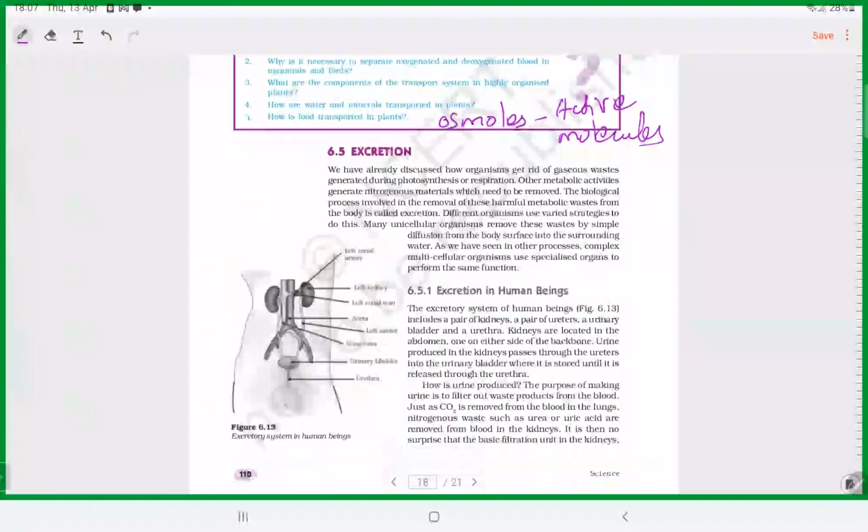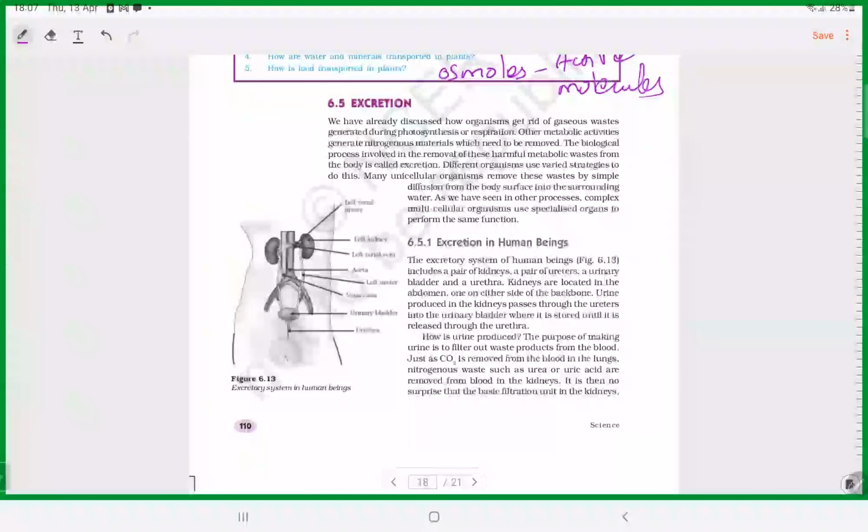So, shall we start with the other chapter, excretion, right? We'll continue on. Before that, can I ask some simple questions? Each one question. Okay? Hari?